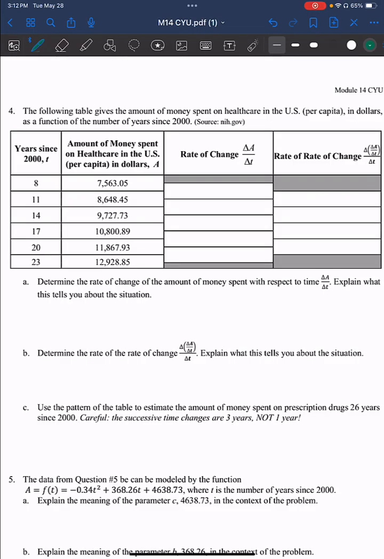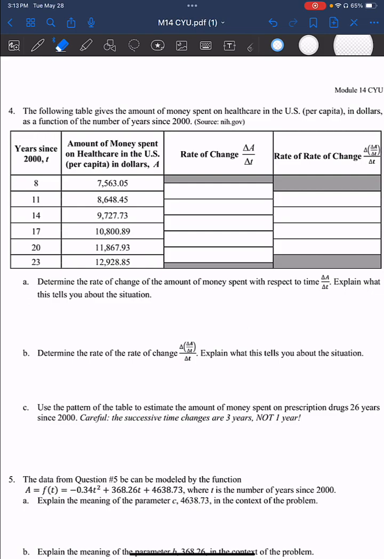Okay, in this problem, we're given a table, and the input to the table is the years since 2000, T, and the output is the amount of money spent on healthcare in the US per capita in dollars, that's A. And if we come down to the very first part of the problem, it says determine the rate of change of the amount of money spent with respect to time.